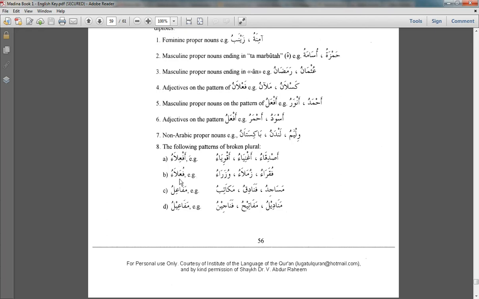Fu'ala'u, if it's on the pattern of fu'ala'u, look at the root letters. Wuzara'u, waw, za, ra. Why? Because it's falling in the pattern of fa, ain, and lam. Fu'ala. Zumala'u, fuqara'u. If it's on the pattern of mafa'ilu, like makatibu, fanadiqu, masajidu.